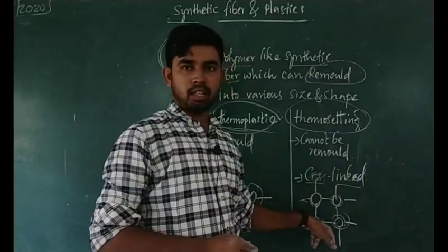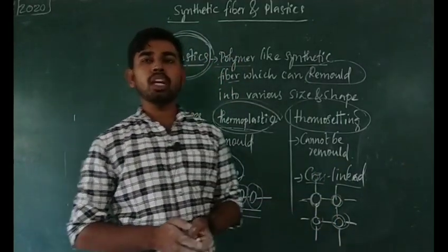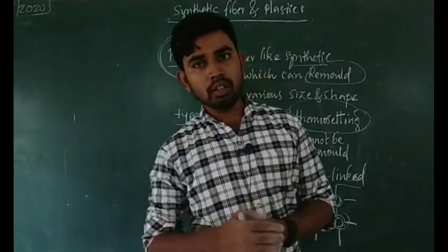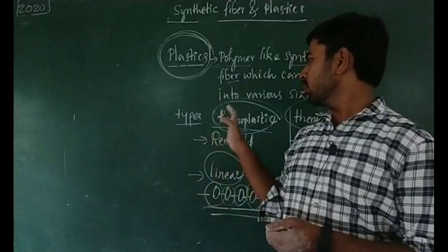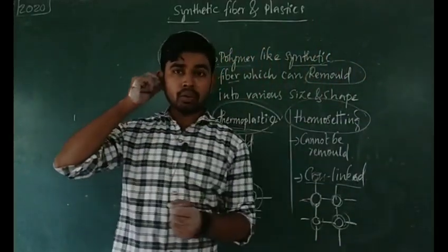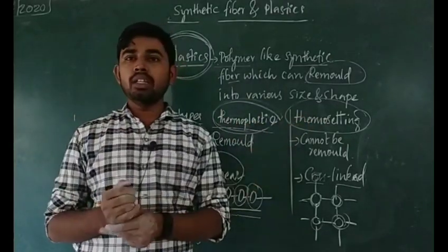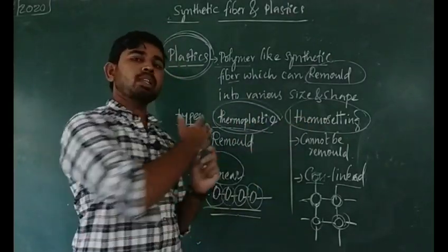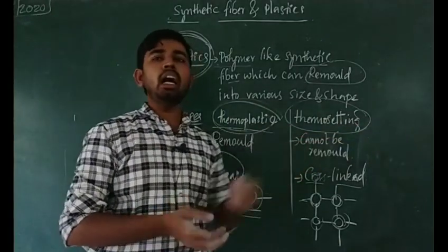You can see the diagram here. Okay, this is about the thermosetting plastic. What do you mean by thermoplastic? Which can be remolded on heating or softening, then it is said to be thermoplastic. Plastics that cannot be remolded on heating, that kind of plastic we call thermosetting plastic. Thermoplastic means it can be remolded, thermosetting means it cannot be remolded on heating.